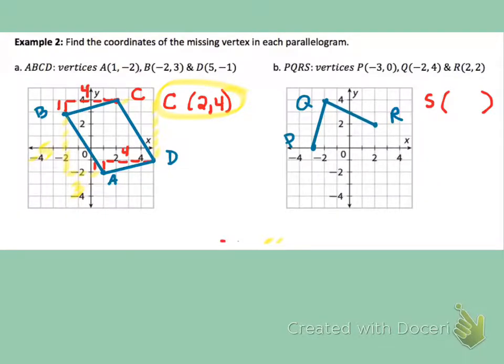Just get a better idea. And then what I could do is, again, use this idea of slope. So I could just say, okay, say I'm going from P to Q. I'd have to go up 1, 2, 3, 4, and right 1. Right? I'd have to go up 4 and right 1. So that's a slope of 4.